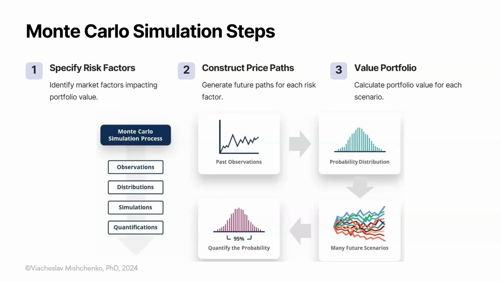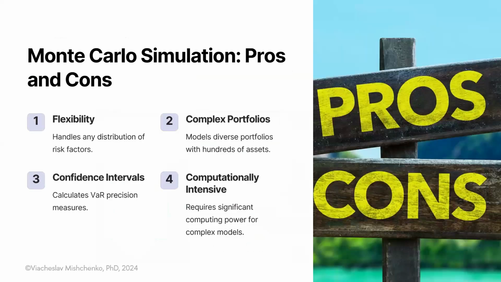For example, for a 99% value at risk, we just need to find the first percentile of this generated distribution of scenarios. Therefore, this will be our value at risk according to the Monte Carlo simulation.